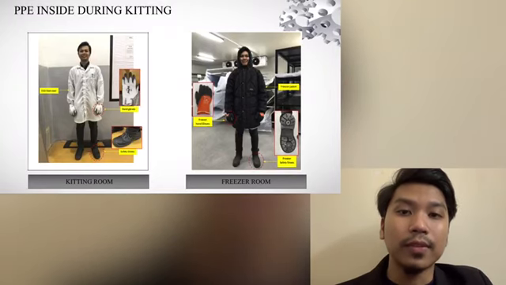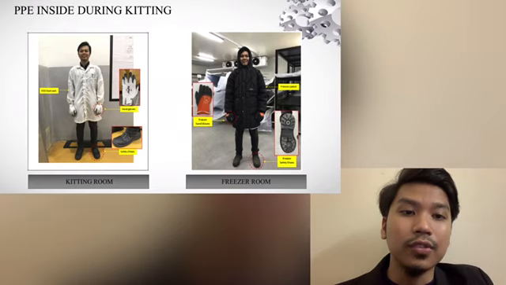Okay, I would like to explain about the PPE during kitting. Okay, for the kitting room, firstly, we have to wear the ESD dust coat. Next, glove, and lastly, safety shoes. Okay, for the freezer room, we have to wear freezer glove, freezer safety shoes, and lastly, freezer jacket.